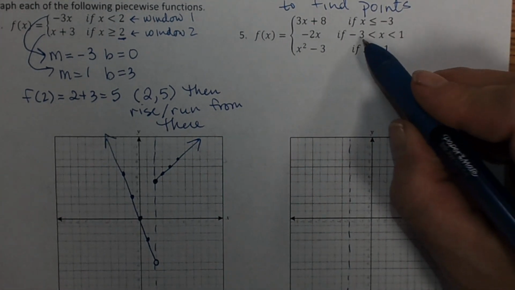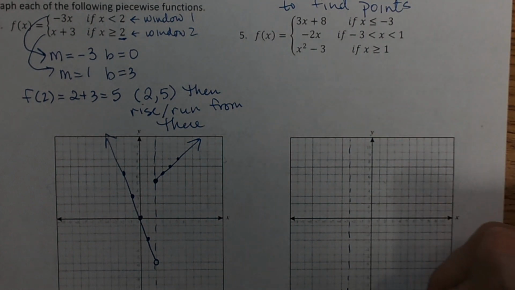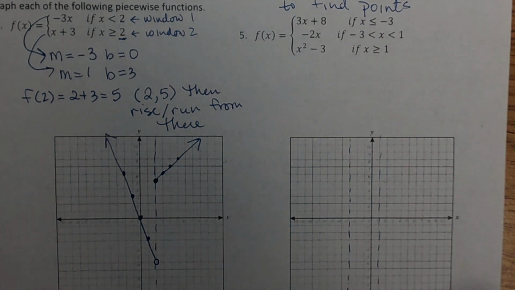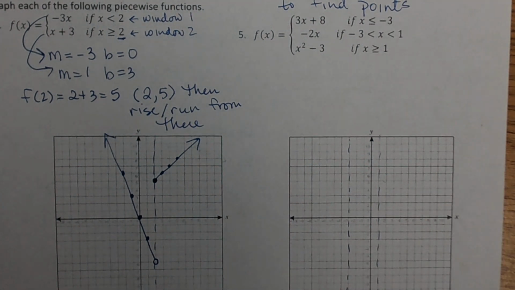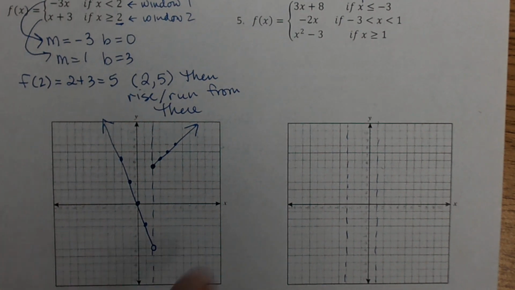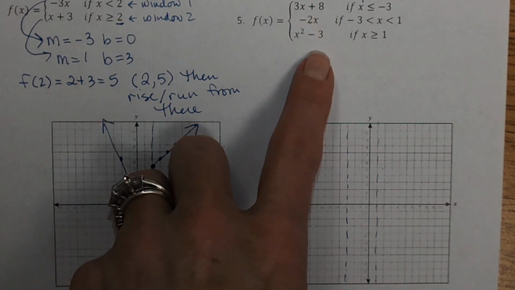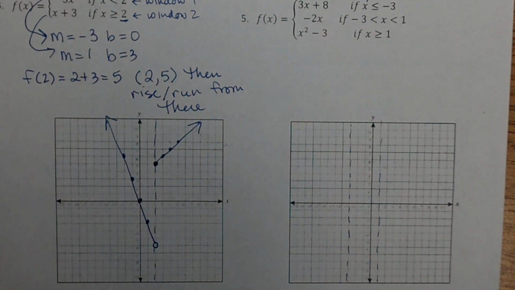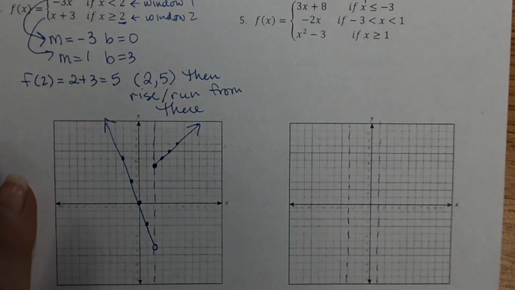Then my next interval goes from -3 to 1. So I'm going to draw a little line at 1. And then this is my third window over on the right side. Now, 2 of these are linear and 1 of them is quadratic. So for our quadratic, we won't have an m and a b, but we can just make a t-chart for that one.